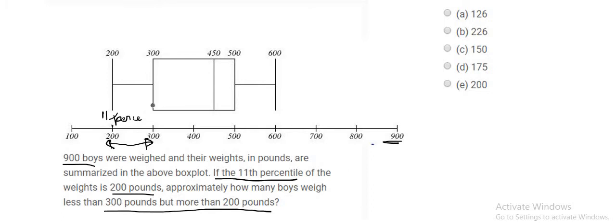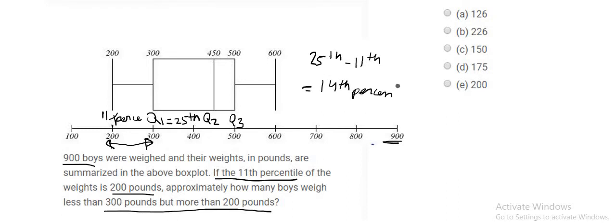11th percentile, and from this box plot we usually know that it shows the interquartile range, where this is the Q1, Q2 and Q3, and Q1 is actually the 25th percentile. So in our case we will be looking at the difference between the 25th and the 11th percentile, which is actually the 14th percentile. So that will represent the number of boys that weigh between 200 and 300. So this is the only information we need.